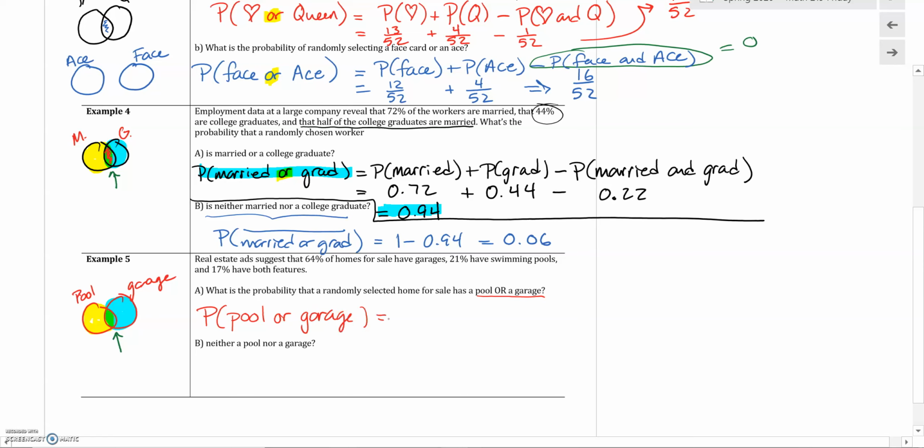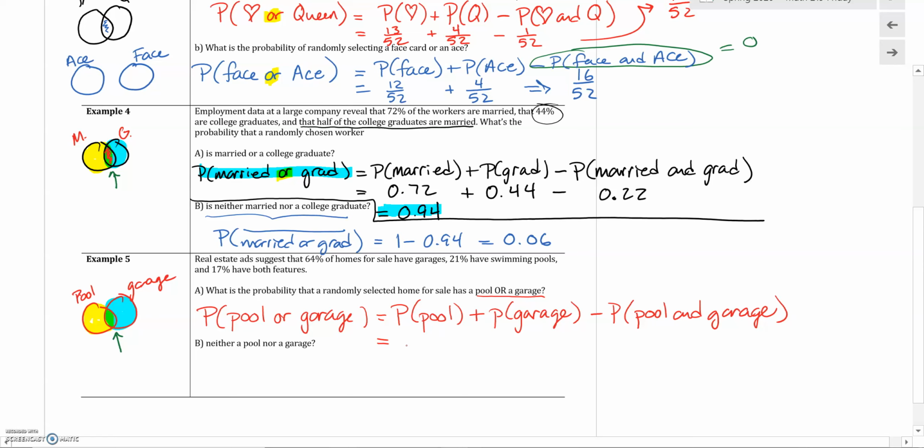Okay. As I kind of left off in the last video, again, this is an OR statement. There is overlap, so we have to remove the double counting. I would recommend writing out the rule. I want the probability of selecting a listing that has a pool plus the probability that the listing has a garage. And then I'm going to have to subtract out the double counting I did. I'm going to have to subtract out the probability that the listing has a pool and a garage. Kind of remove that double counting.